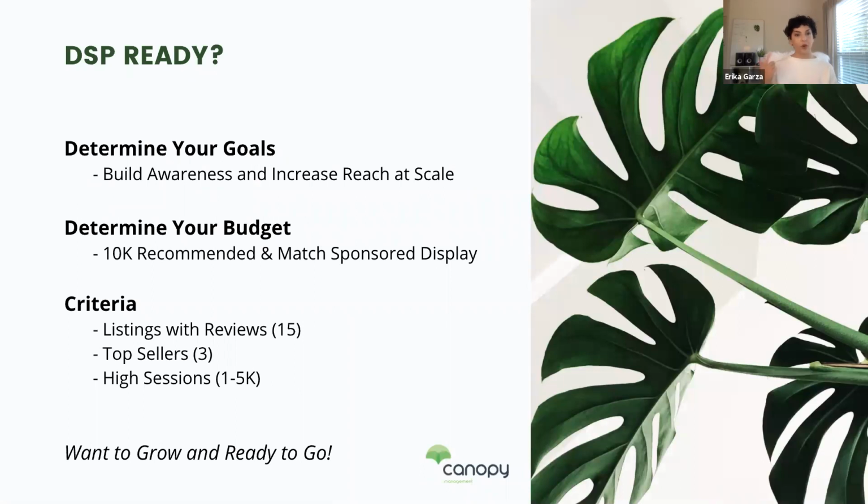So first is, what are your goals? With any marketing strategy, if you're going to spend, look at what your goals are. Are you wanting to build awareness? Do you need more traffic to your website? Are you doing a product launch? Are you running out of placements on Amazon? So determine what the goals are, and then also what the budget is. We recommend a 10K spend, but we do have lower minimums if you are going into consumables. If you have large retargeting pools, we can start lower than 10.